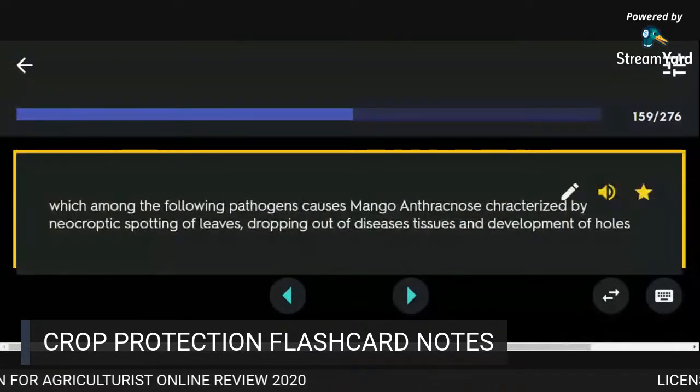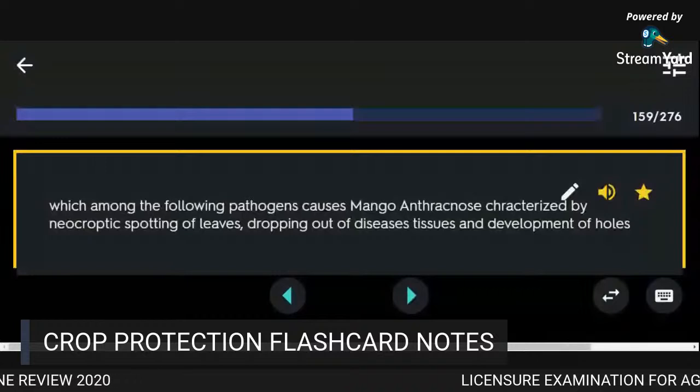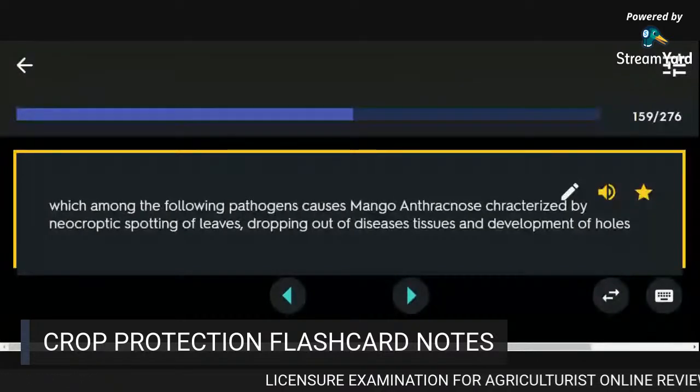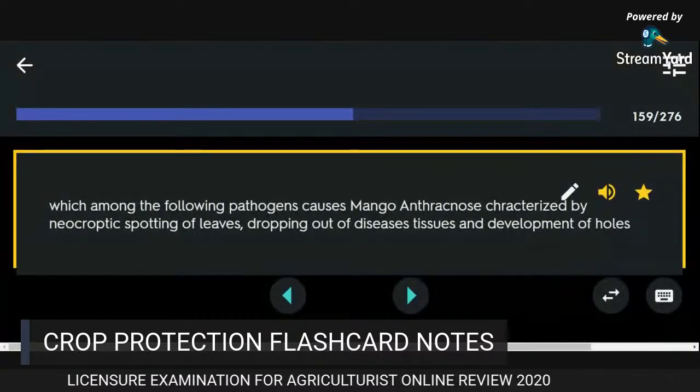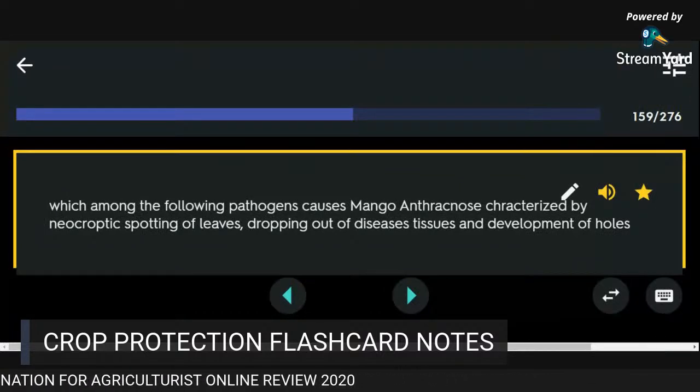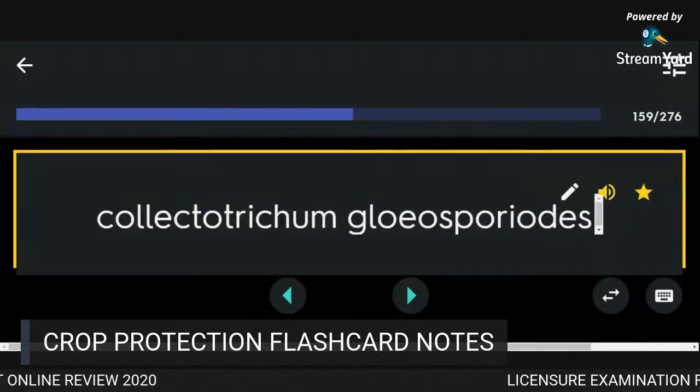Which among the following pathogens causes mango anthracnose characterized by necrotic spotting of leaves, dropping out of diseased tissues and development of holes? Colletotrichum gloeosporioides.